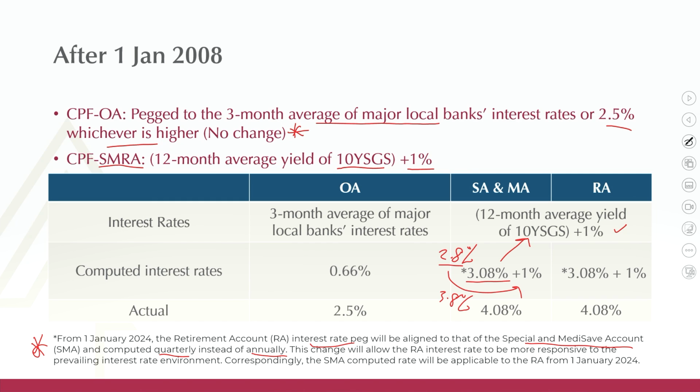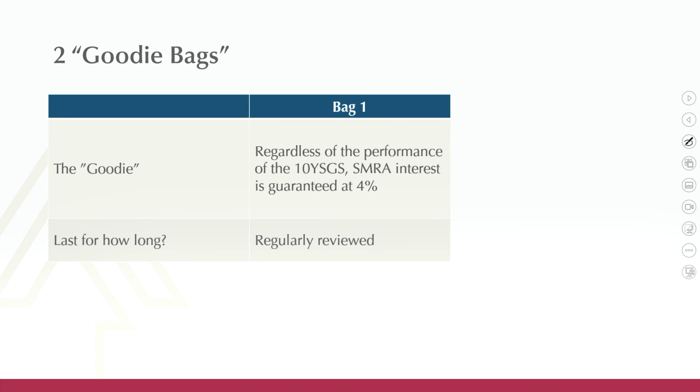Why is that so? It's mainly because when the government was announcing the change in the way that special, MediSave and retirement account interest rate was being calculated, they knew that people would be unhappy because we are so used to that 4% interest rate that CPF has been giving. So when they announced this change in the interest rate computation, they also announced two goodie bags. The first goodie bag was that, regardless of the performance of the 10-year SGS, your special, MediSave and retirement account interest is guaranteed at 4%.